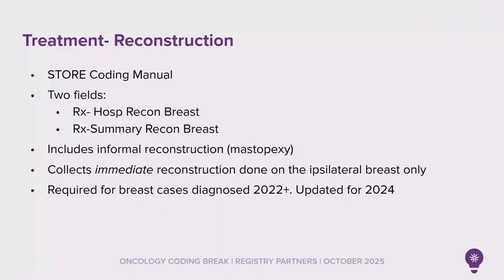The information for coding reconstruction is located in the STORE coding manual, and there are two fields, the RxHosp Recon Breast and the Rx Summary Recon Breast. The reconstruction codes do include informal reconstruction, such as a mastopexy or rearrangement of tissue. And keep in mind that these fields collect immediate reconstruction done on the ipsilateral breast only. These codes will not be changed if there's additional reconstruction done in a different procedure later on. These data items were required for breast cases diagnosed 2022 and forward, but they were updated in 2024.